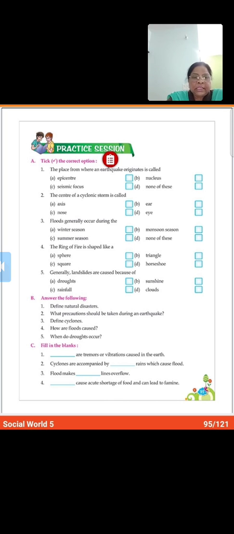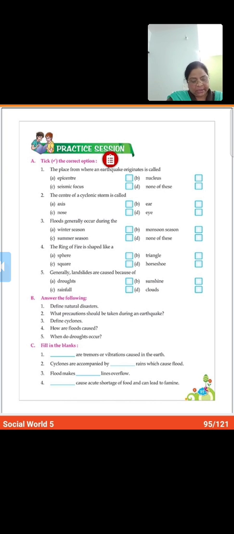Okay. Then see the 4th one. The ring of fire is shaped like a: A, sphere, B, triangle, C, square, D, horseshoe. What is the shape? It's a horseshoe. Then the 5th one. Generally, landslides are caused because of: 1st, droughts, 2nd, sunshine, 3rd, rainfall, and 4th, clouds. So which one is correct? C, that is rainfall. Then the question answers, I'll write and send.